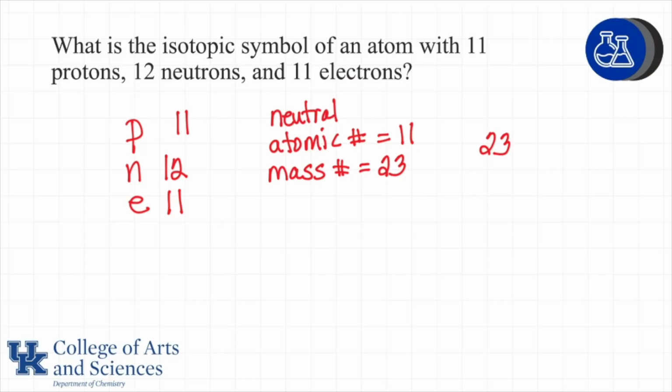Now we can build our symbol. So we have 23 in the superscript, 11 in the subscript, and then we'll put the chemical symbol in. We haven't talked a lot about the periodic table yet, but if we have 11 protons, that is for the element sodium, which has the symbol Na.